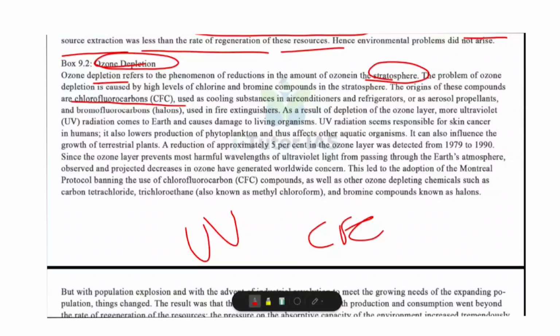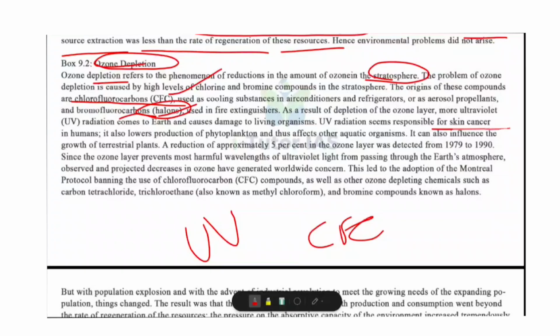Chlorofluorocarbons and halons. Halons means bromofluorocarbons, which are used in fire extinguishers. Therefore, the main cause is chemicals containing chlorine and bromine, such as CFCs and halons. When these chemicals reach the stratosphere, what happens? They break down the ozone molecule, allowing more UV radiation to reach the Earth. This has a serious consequence. For humans, it increases the risk of skin cancer and eye problems.